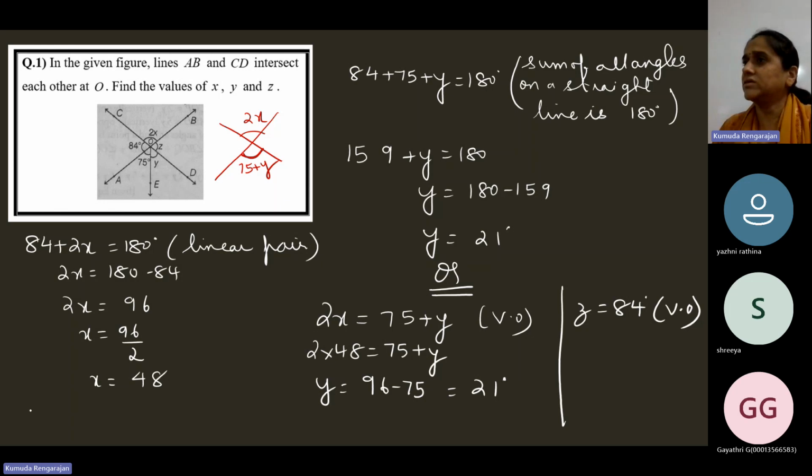So we have used these results in 7th and 8th standard. Vertically opposite angles, finding angles using this property that vertically opposite angles are equal. Sum of angles on a straight line is 180 degrees.